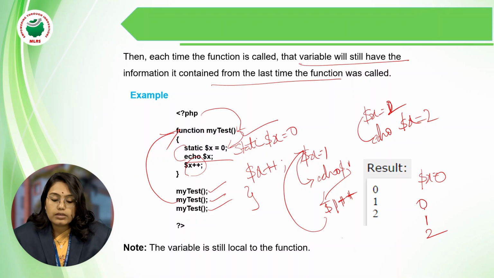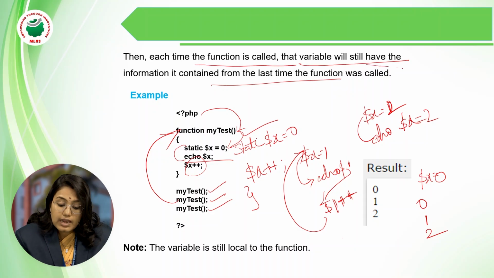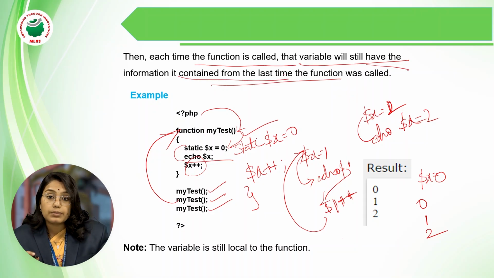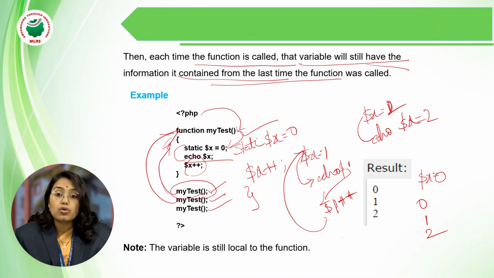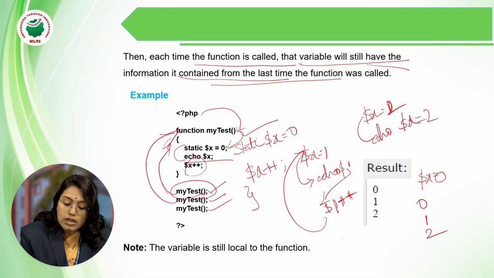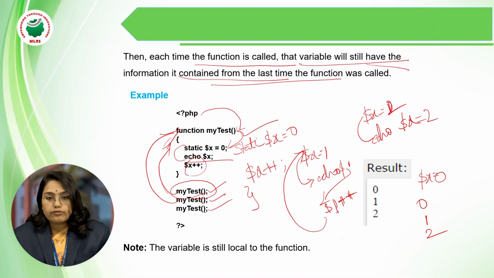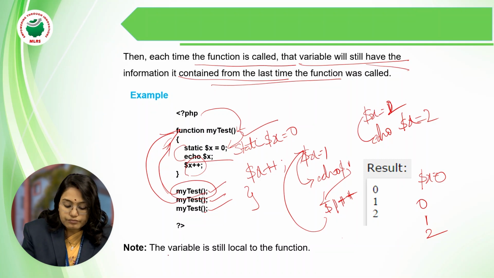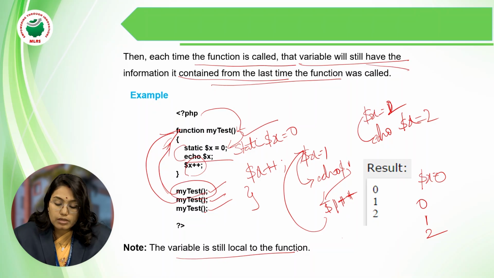We are recalling the function call. What we have said is that each time the function is called, the variable still has the information it contained from the last time. Each time we recall the function, it stores the last value of the variable: here it is storing 0, here 1, here 2. Like that, the variable keeps the information from the last time. Note, the variable is still local to the function.